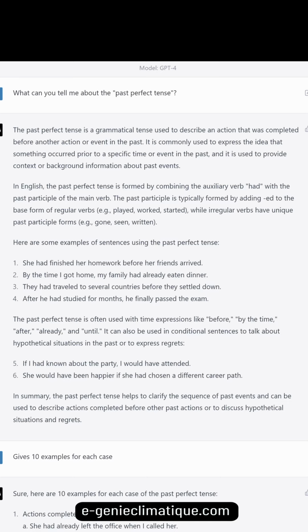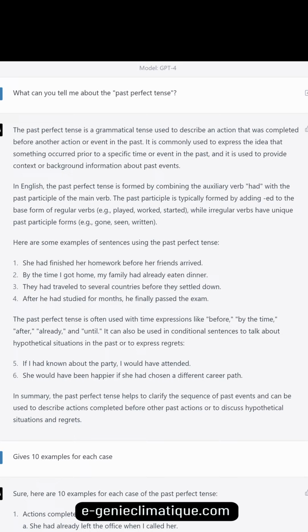What can you tell me about the past perfect tense? The past perfect tense is a grammatical tense used to describe an action that was completed before another action or event in the past. It is commonly used to express the idea that something occurred prior to a specific time or event in the past, and it is used to provide context or background information about past events.